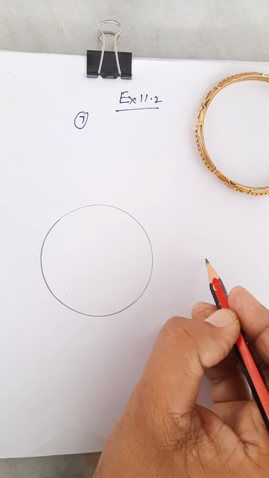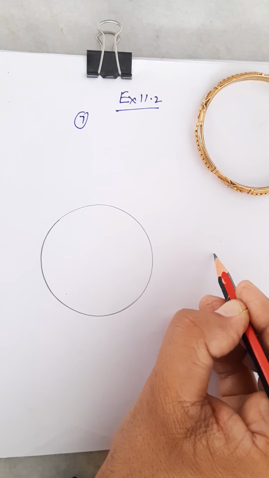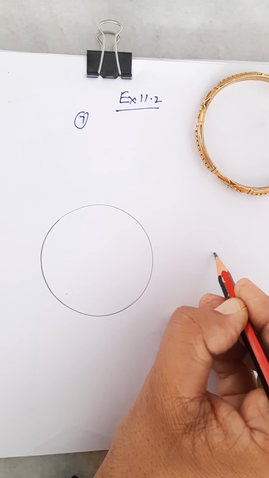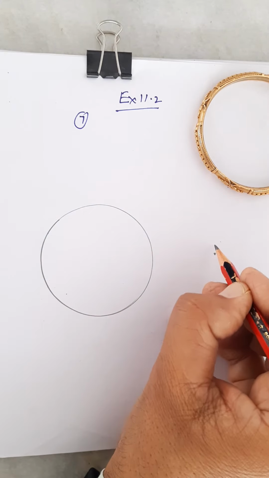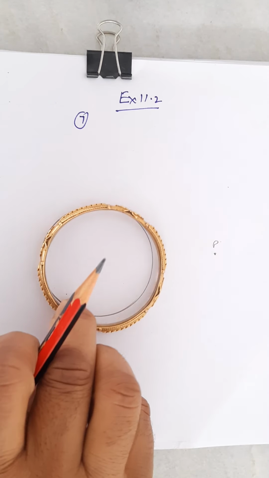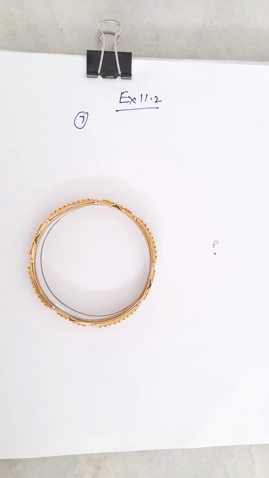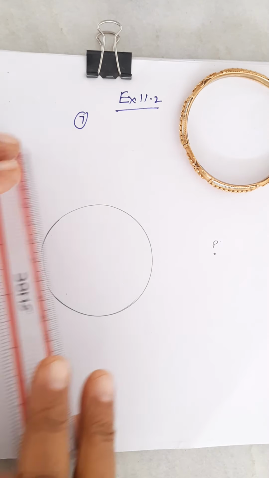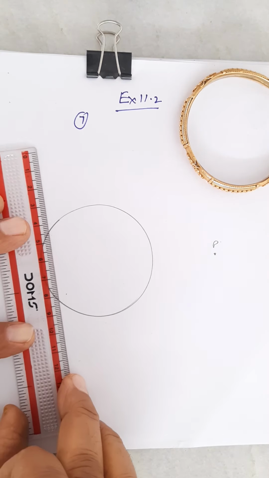Now I am taking a point outside the circle. Say this is the point. This is the point outside the circle. The point is P. Now when you make a circle with the help of a bangle, you will find that the center is missing. So the first thing which we will do is we will find the center.